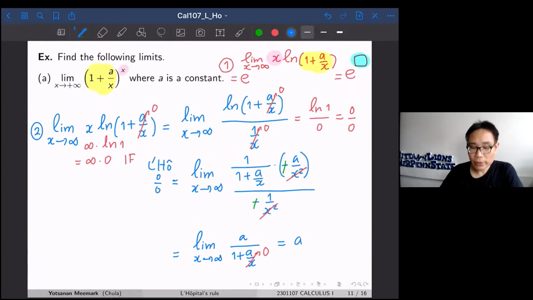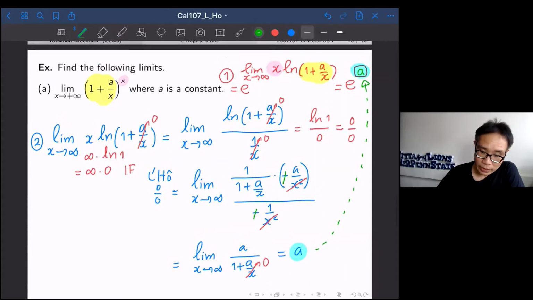So when you have the limit equal to a, the third step is you plug this a back into the first line here. So you have a here and you plug this a back up into this expression, and this one will be your final answer. So the final answer will be e to the a.